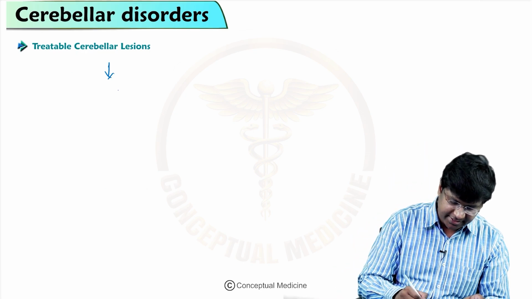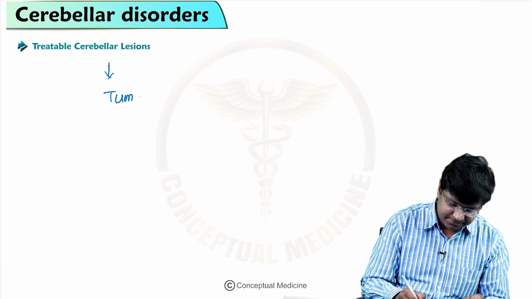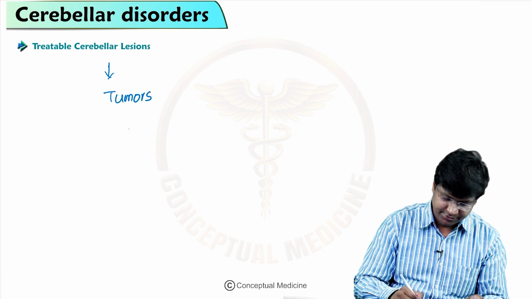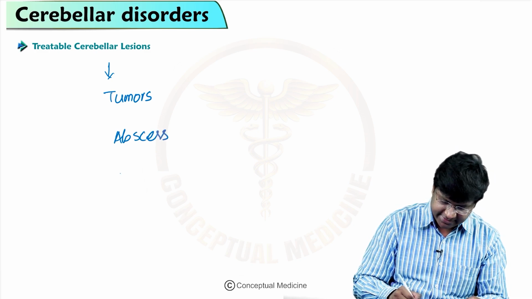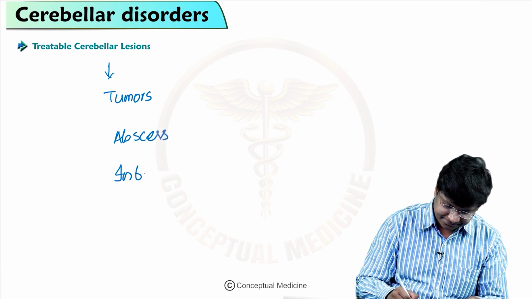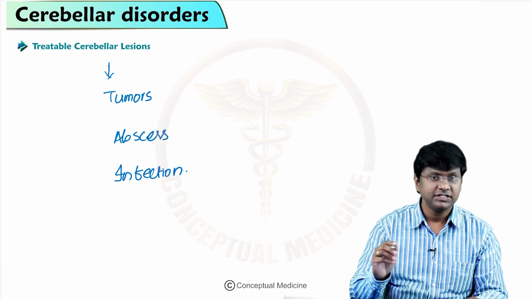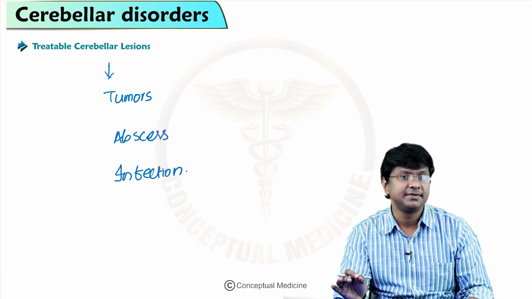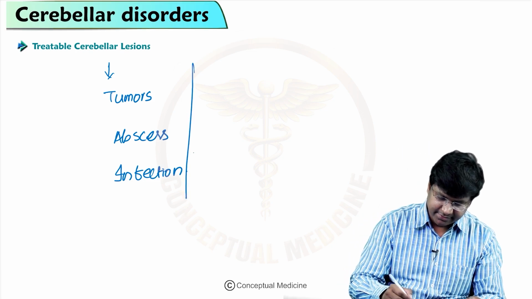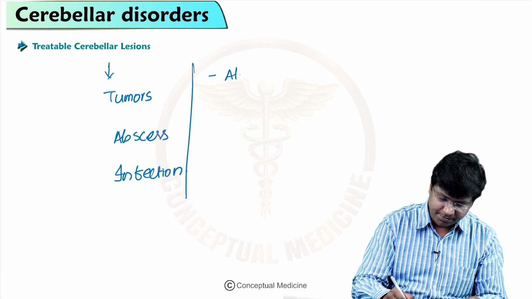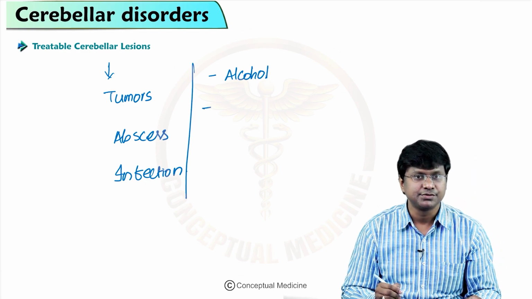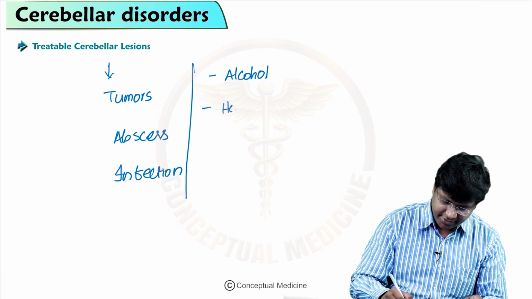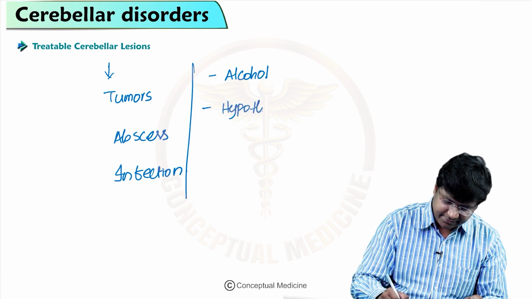The treatable cerebellar lesions include the tumors, right? Cerebellar tumors. Then we have abscesses, then followed by that infection. Right, so these are the treatable cerebellar lesions. And not only that, the alcohol: once the individual stops the alcohol, the development of cerebellar symptoms will get reduced. Then hypothyroidism, treat the hypothyroidism, then cerebellar manifestations will be reduced.